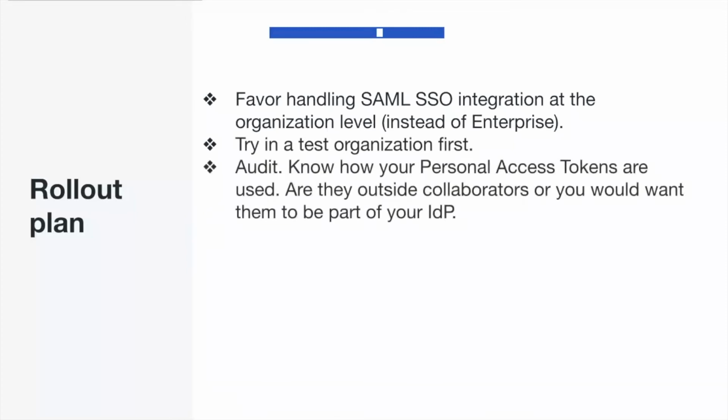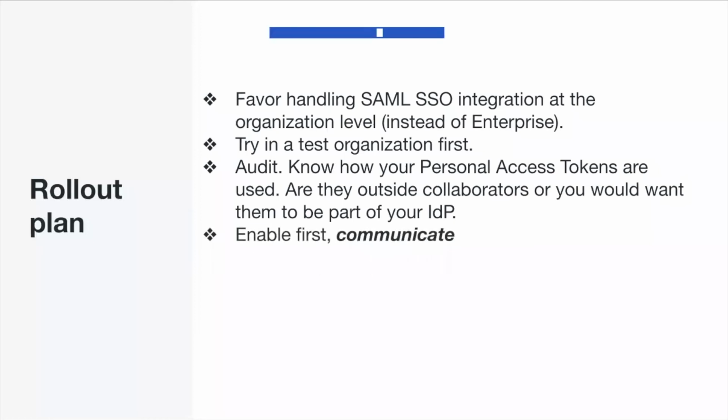Next step would be to audit, and that means to better understand your environment and what you're expecting of SAML SSO. So to know what your personal access tokens are, how you're using them, which integrations you're using. Also, if there are outside collaborators, maybe we would like them to be part of our IdP, so explore this option in your identity provider. Just as a reminder, outside collaborators live outside your identity provider, and they wouldn't need to do the SAML single sign-on to access your resources.